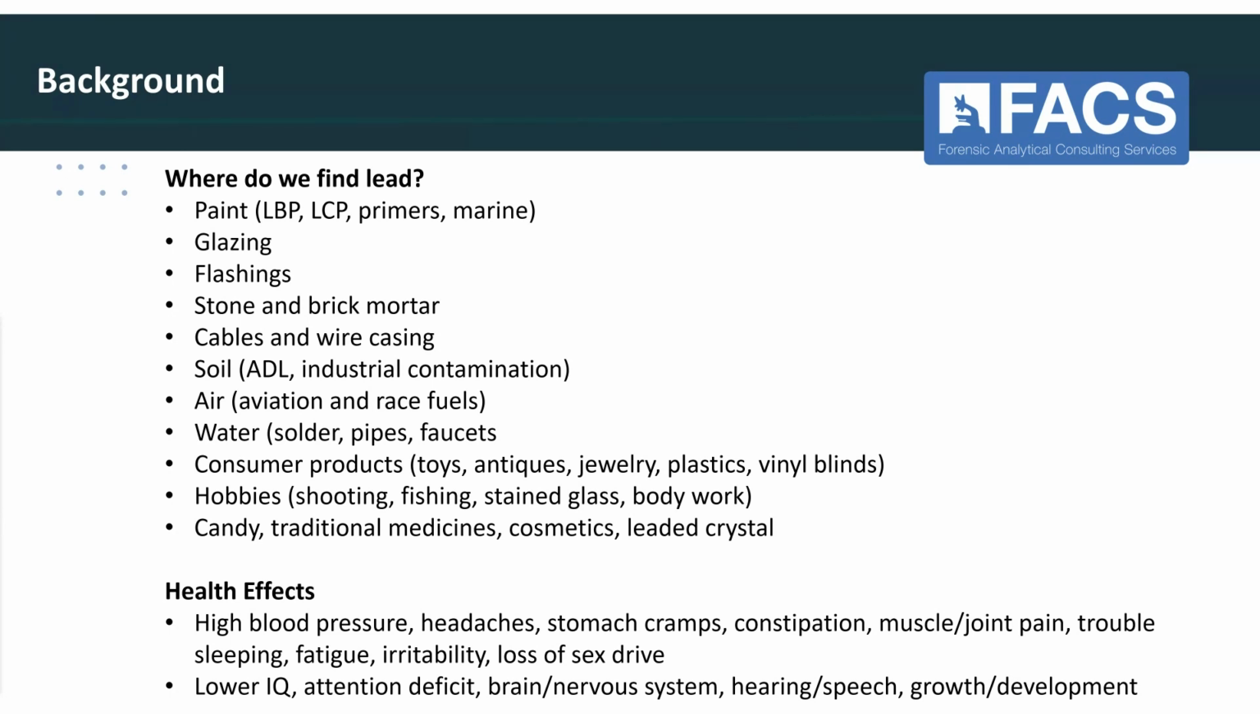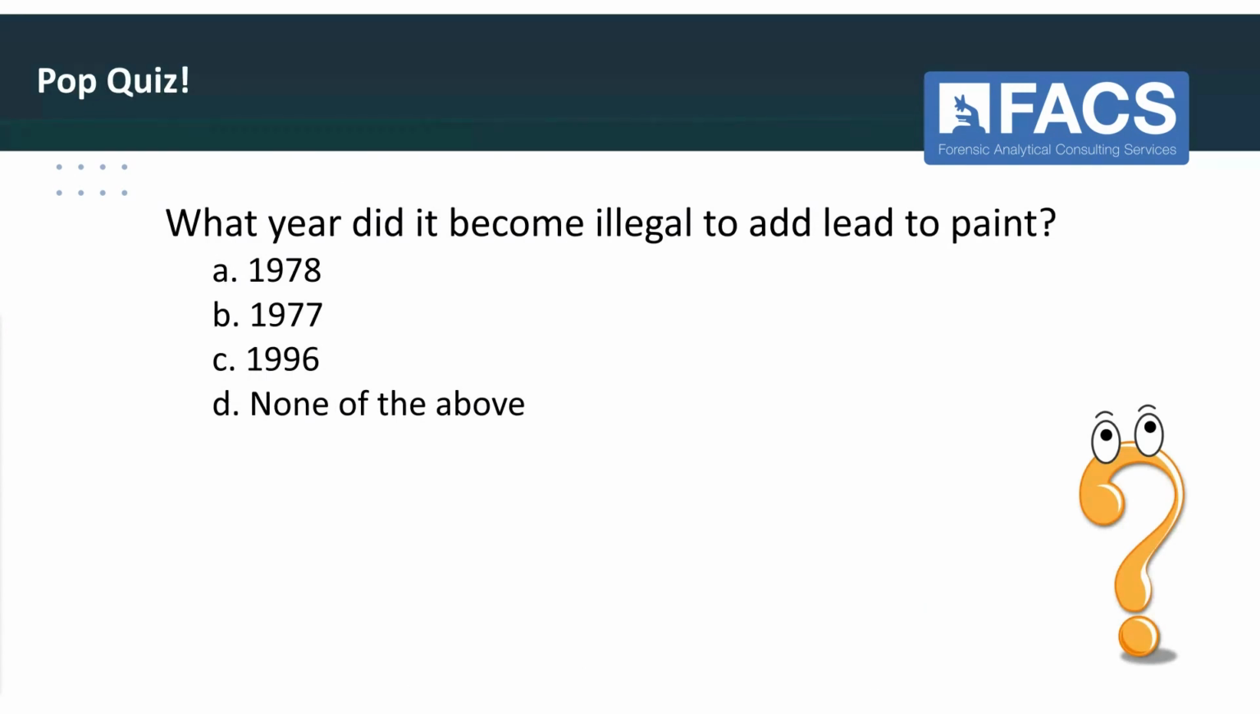So I'll read it out loud here. What year did it become illegal to add lead to paint? We got a couple of key dates there that people may be familiar with. Okay, we'll give it just a few more seconds. So far, 1978 seems to be the winner. A lot of us have heard of pre-78 housing. All right, and I think we're done. So the most common answer was A, 1978, and that is wrong.